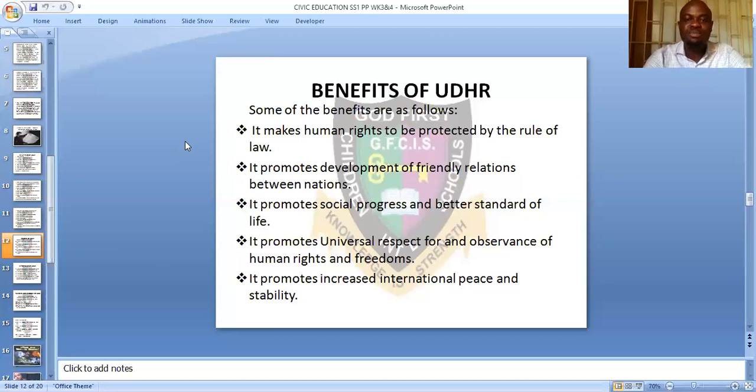Another benefit is that it promotes social progress and a better standard of life. As a result of this, everybody knows they have rights, you know your rights, and you know what to do at a particular time and what not to do. It also gives freedom, especially right to privacy, right to family, right to life, right to religion. So you can do anything you want according to the law.